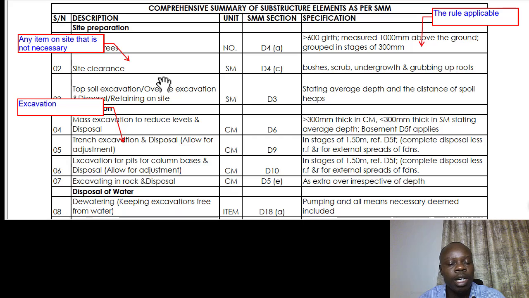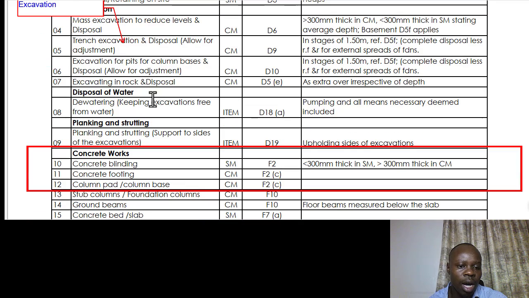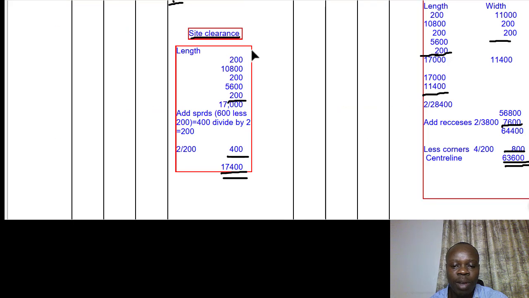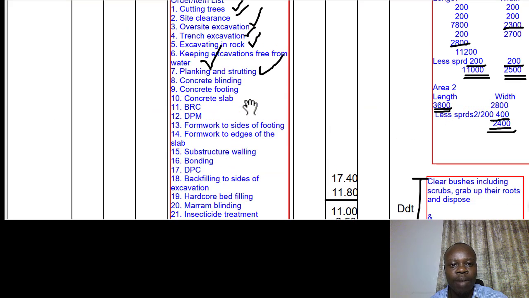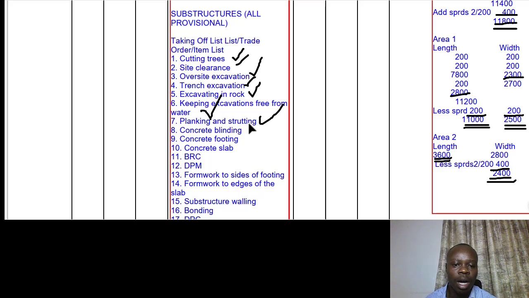In today's session, I would like us to go through what we did in the previous work. We have covered quite a number of items from this list, the ones that are ticked, including cutting trees, site clearance, oversite excavation, and we've also done concrete blinding and concrete footing.